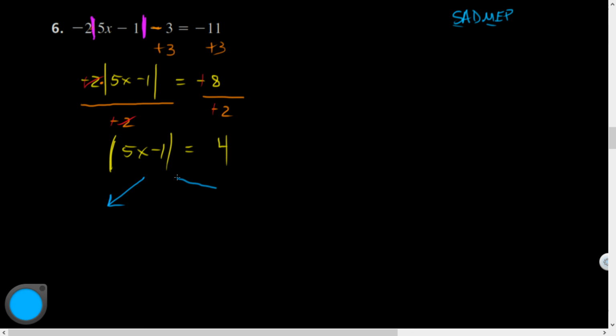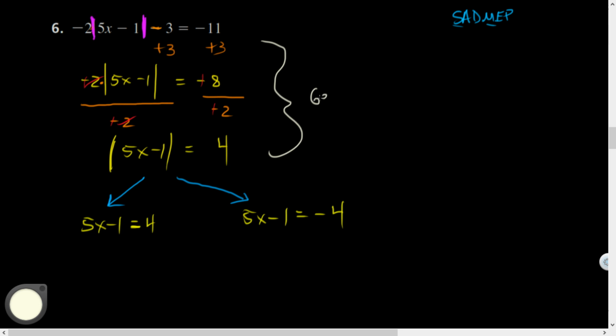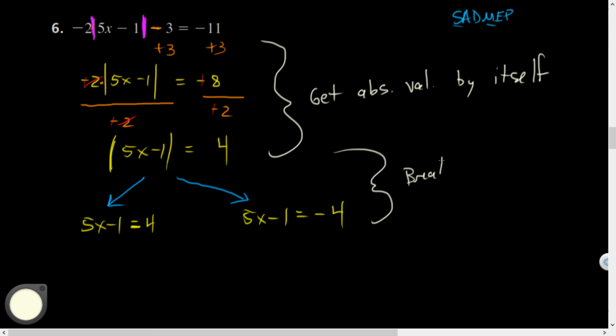Break it up. Break it up. So either 5x minus 1 equals 4. And what's the Bizarro World universe? 5x minus 1 equals what? Negative 4. Perfect. I can't break it up until the absolute value is by itself. So let me emphasize that again. So all of this was get the absolute value by itself. And then I break it up, right? Break it up.